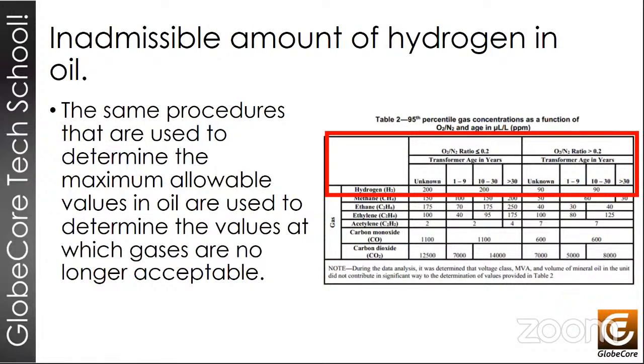We can see that the hydrogen values that are considered acceptable vary greatly. In transformers in which the ratio of oxygen to nitrogen exceeds 0.2, we must not have values higher than 90 ppm in any case. But for transformers with ratios of oxygen to nitrogen less than or equal to 0.2, this range is much wider, about 200 ppm, regardless of the transformer age.